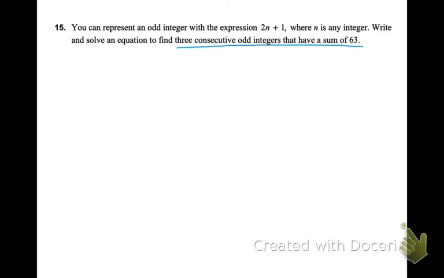Now, I'm going to show you 2 different things. One, they told us we have to use this expression as basically this first integer, okay? So n is going to be the integer. So let's think about this. So when I'm doing an odd integer, you can represent an odd integer with this expression. We don't know what those 3 numbers are, right? We know that the first one is n, supposedly, or this expression 2n plus 1. And then we skip an even number and we go to the next odd number, and then we skip another even number and we go to the next odd number. And the sum of them is going to be 63.